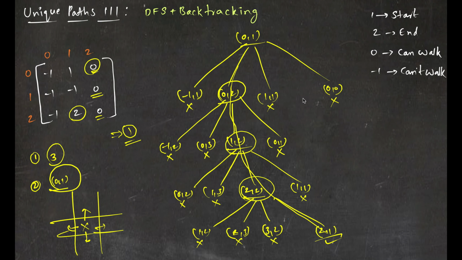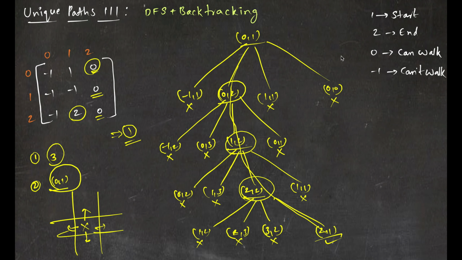Let us find the time complexity for this DFS approach. If you look at any node like 0, 2, I'm having 4 options to go down. Out of these 4 options, one is invalid, because this is the option from which I came. Like I came from 0, 1 to 0, 2, and I'm getting that option again. That means we'll be having only 3 options here.